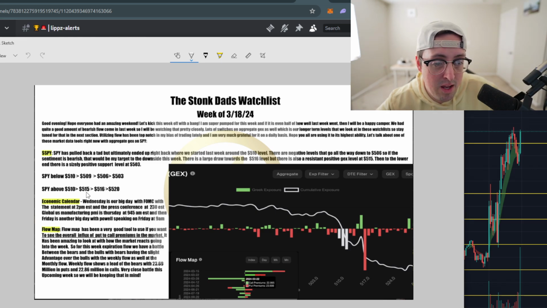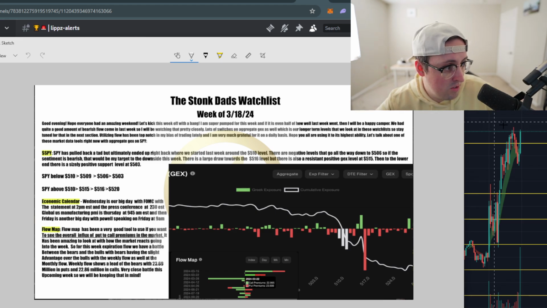Okay, so every single Sunday I post this chart, which is the aggregate GEX levels, and then I plot my points below a certain level and then above a certain level. So in this case, on Sunday, I wrote out that if we are above 510 on SPY and we hold 515, we should see 516 and then 520. And that actually played out just today.